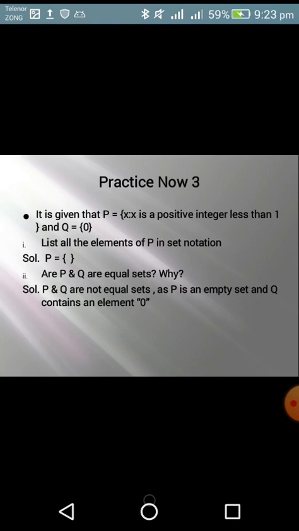Now the second part is: are P and Q equal sets? Why? Now the solution is: P and Q are not equal sets because P is an empty set and Q contains an element 0. Therefore these sets are not equal sets.